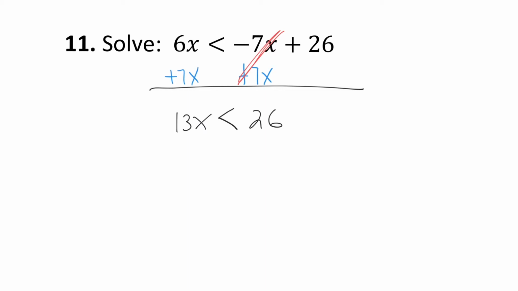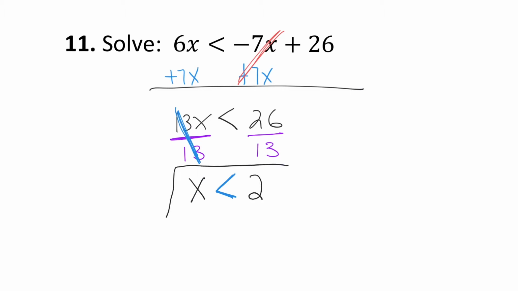Then you need to get the x by itself. So I'm going to divide by 13. But again, check your signs. I am dividing by a positive 13, not a negative. So since it's not negative, you're not going to change the inequality. The inequality stays the same. Notice it is a less than right here. And 13 divided by 13 on the left side turns into 1x. And on the right side, 26 divided by 13 is 2. So the answer is x is less than 2.